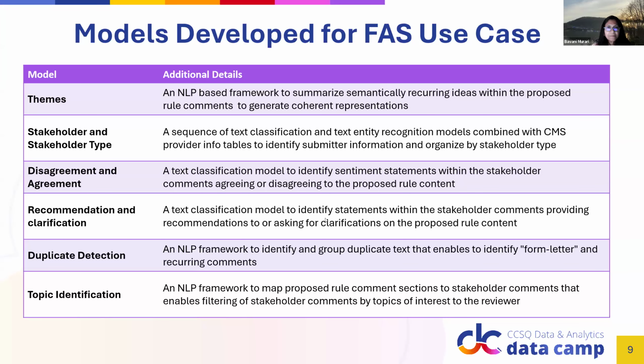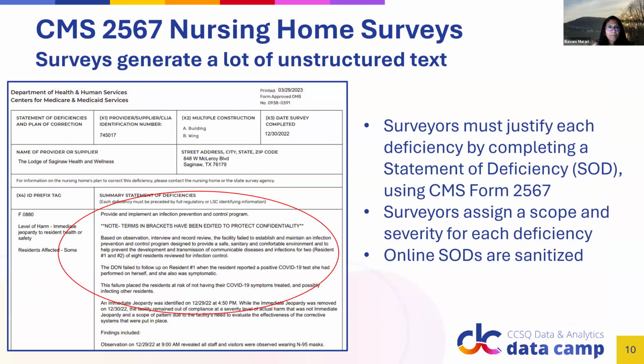Moving on to the next slide. The next one, we are talking about use case 2, the CMS 2567 nursing home surveys. These are the 2567 forms. That's a CMS form, which is used by surveyors to include deficiencies about the nursing home surveys that they conduct, and they have certain rules in how they do the survey and how they fill out this form.